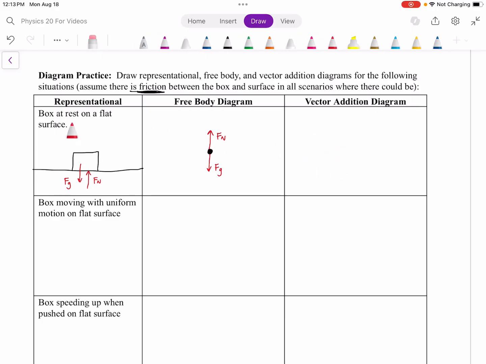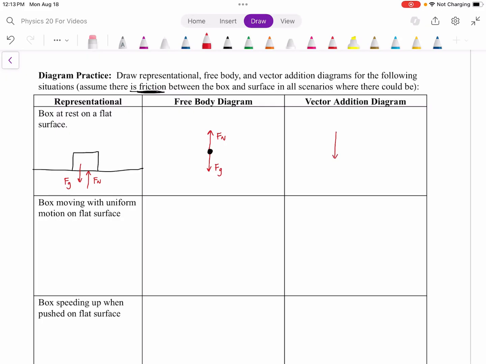We know that our box is not accelerating. So what does that mean we know about the net force? Right, it needs to be zero. Newton's first law: if this box is at rest, it's not changing its motion, okay? Well, then the total force acting on it needs to be zero.